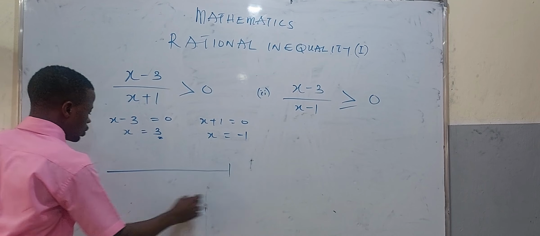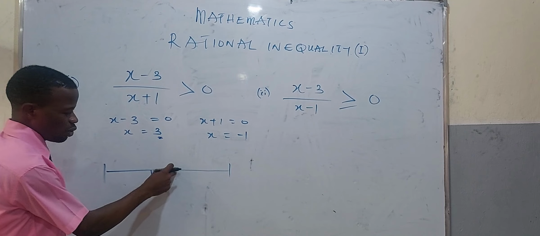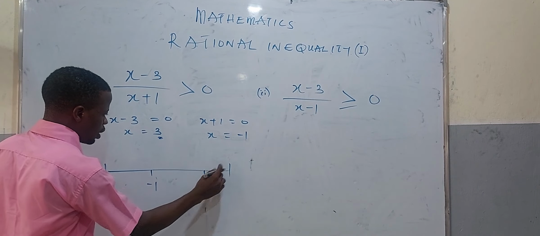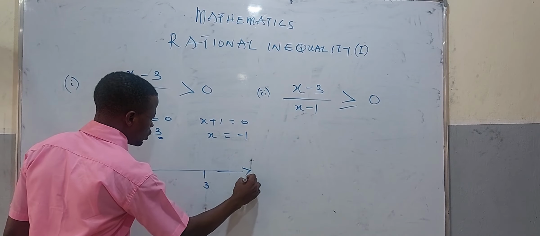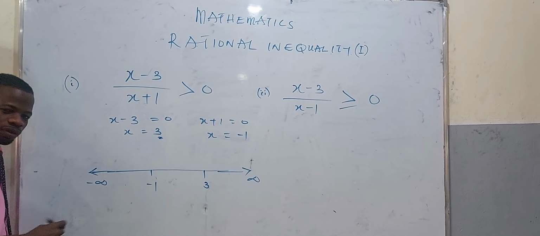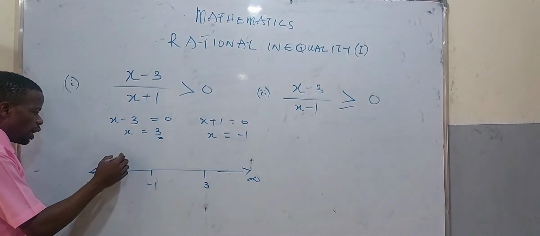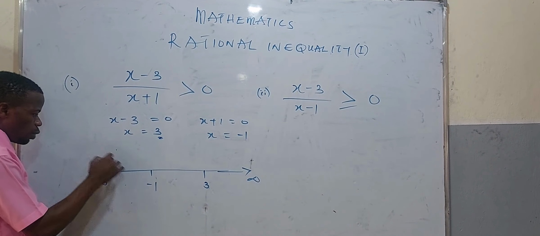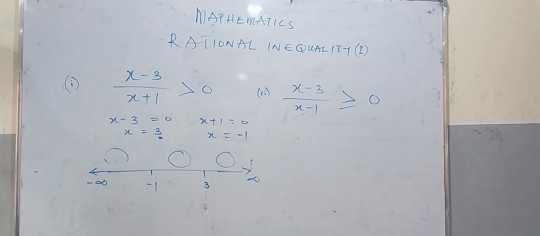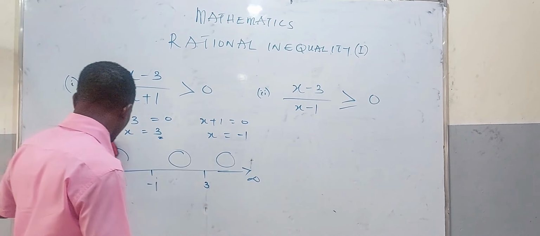If our minus 1 is here, 0 should be somewhere here. 1, 2, let's say we have 3 there. So here we add infinity, and here we add negative infinity. How many regions do we have? We have this region, this region, and this region. Now let's check when these regions are positive or negative.